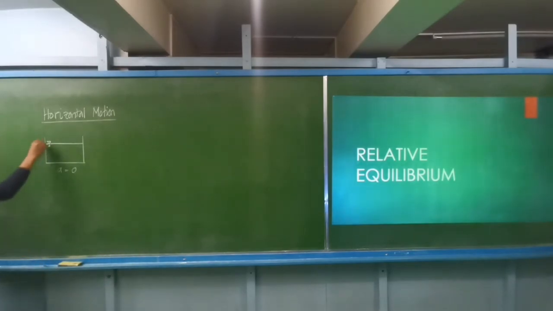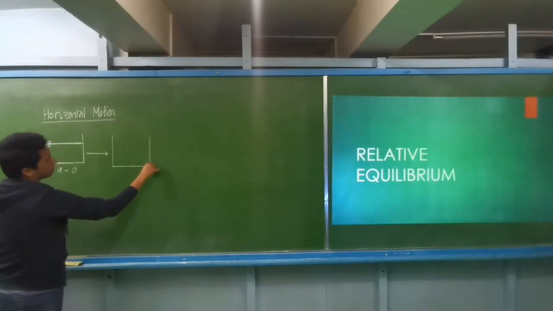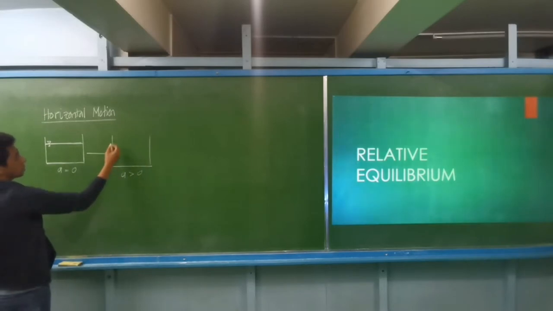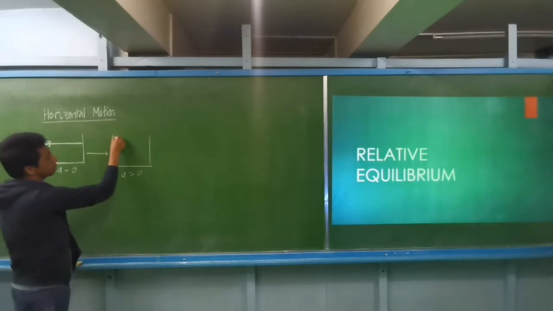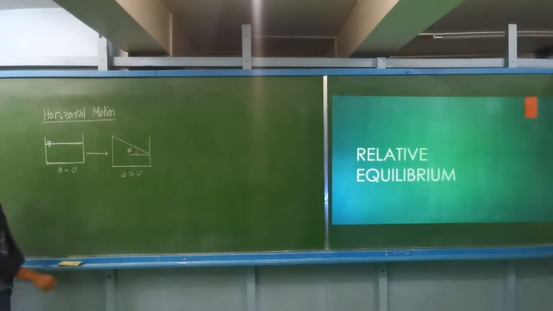So for example, we have this container. Let's say it is stationary or not moving, the acceleration is equal to zero. If it is stationary, we assume that the liquid surface should be horizontal. But for example, this container is accelerated to the right. Let's say the acceleration is now greater than zero, it is expected that the liquid surface is now inclined at an angle, let's say angle theta, with respect to the horizontal.